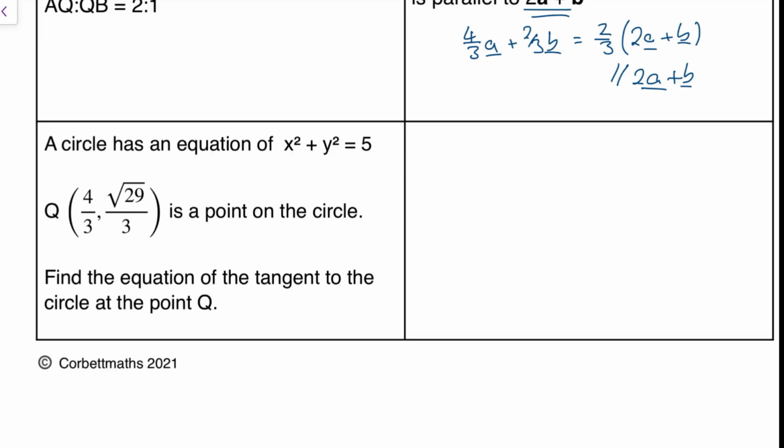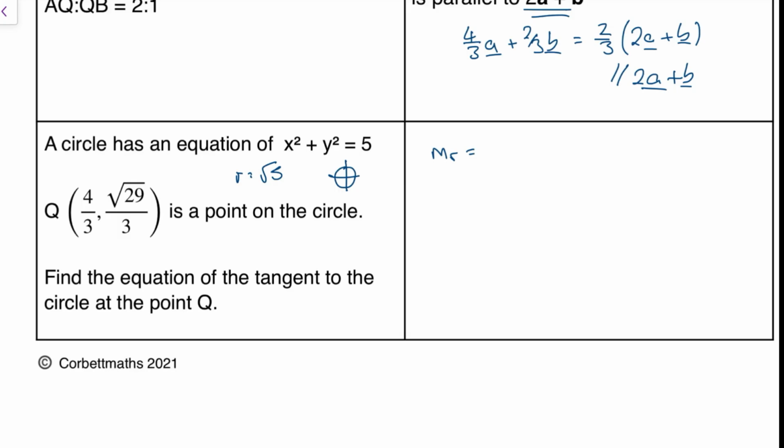A circle has the equation x squared plus y squared equals 5. So in other words, it's a circle centre 0 with a radius of root 5. Be careful. So my r, I'm going to write this here. r equals root 5. Q is on the circle. Find the equation of the tangent. So basically, it's another one of these tangent questions, isn't it? Except now the numbers are not as nice. So step 1 is I'm going to find out the gradient of the radius.